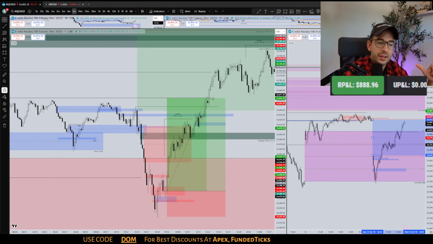And when it comes to trading, if you don't have a drawn liquidity, do not trade. You have to understand where price is going to, because if you don't, you are gambling. So again, very, very important.